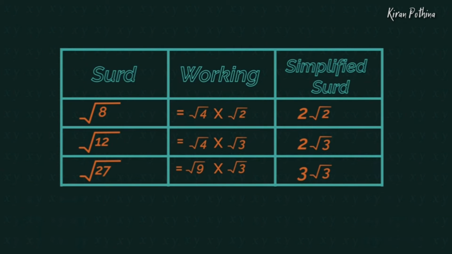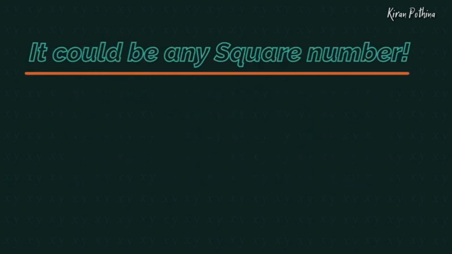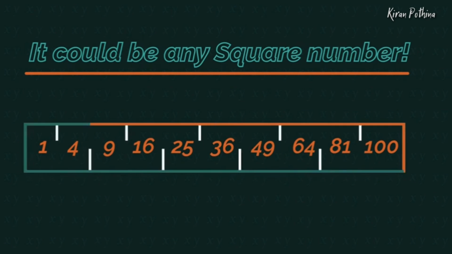Did you notice how when doing the working, we look for a square number that goes into each surd, and then what it multiplies by? So root 4 is the square number, multiplied by 2 makes 8. Again, root 4 is the square number, multiplied by 3 makes 12. In this one, root 9 is the square number, multiplied by 3 makes 27. It could be any square number, 16, 25, 36, 49. Make sure you know your square numbers.